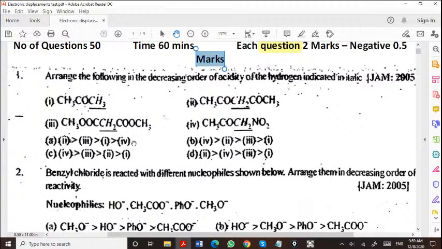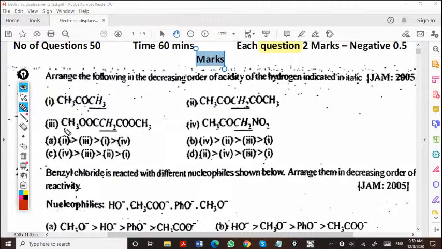So if these molecules are given, the acidity of the H plus of a molecule is directly proportional to the stability. So these are the hydrogens. Once H plus is eliminated, the anion which is generated must be most stable so that it can act as the best acid.